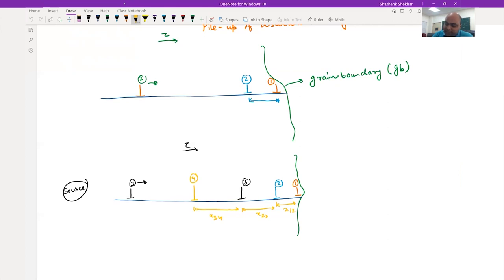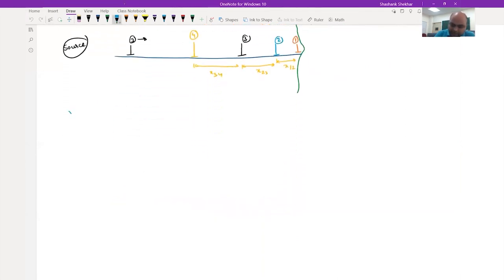So what you see is that these dislocations are actually piling up in front of the grain boundary. Okay, and that's why we call this phenomenon piling up of dislocations at an obstacle. In this case, the obstacle is the grain boundary. So we can write that dislocations piled up against the obstacle, and in this case it is grain boundaries, are going to produce a back stress.